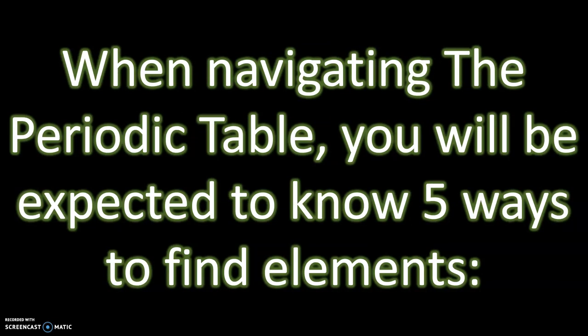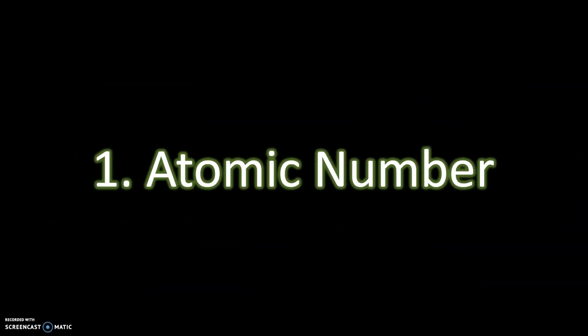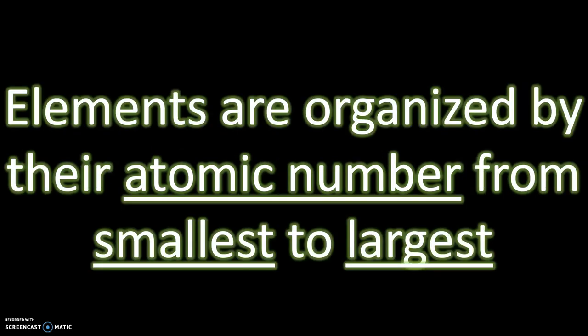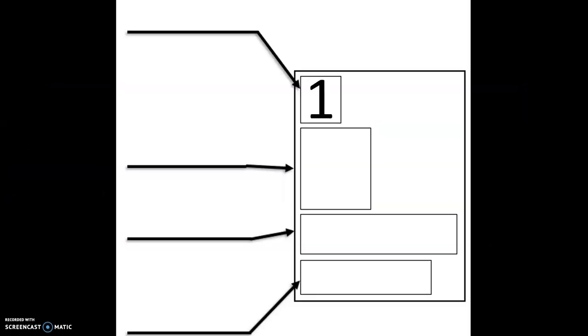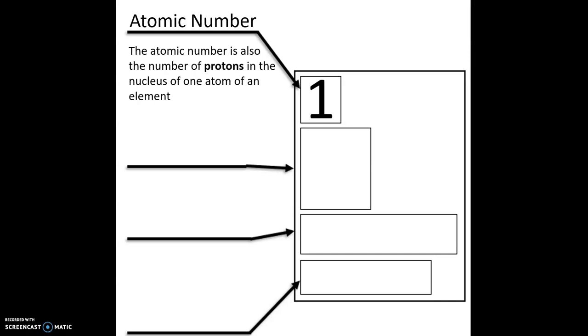So, when navigating the periodic table, you will be expected to know the 5 ways to find the elements. Number 1 is the atomic number. Elements are organized by their atomic number from smallest to largest. And this is the number in the upper left-hand corner. That is your atomic number. And your atomic number, again, is also the number of protons in the nucleus of one atom of an element.